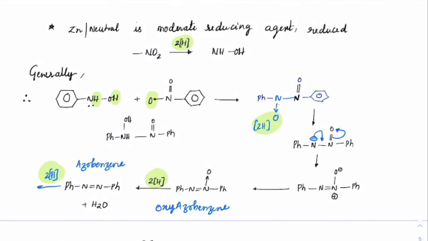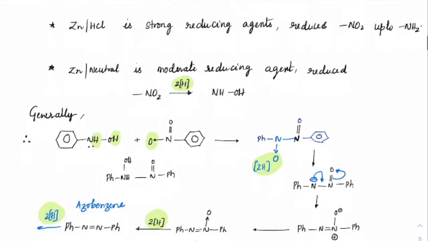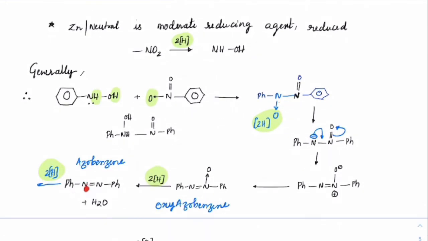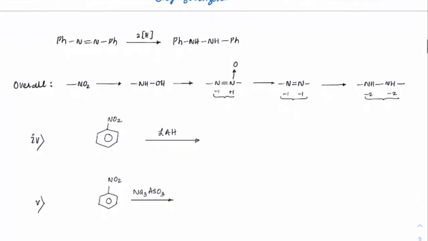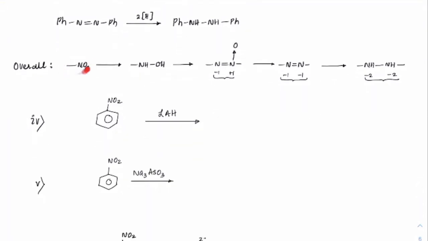Then you will get hydrazobenzene. NH will come here. In short, what you need to remember: from NO2 we'll get NHOH. From NHOH, it will convert to N double bond O, and then N double bond N, and finally NH and NH.